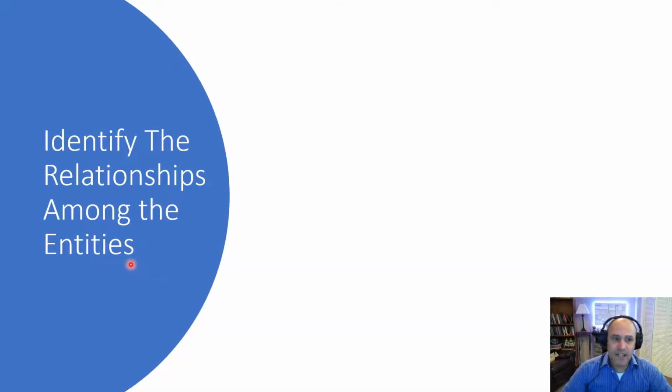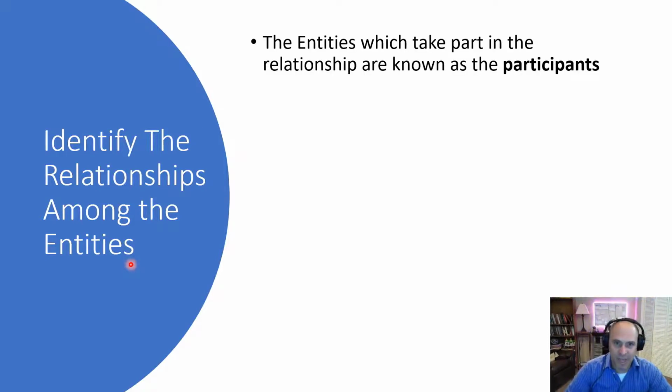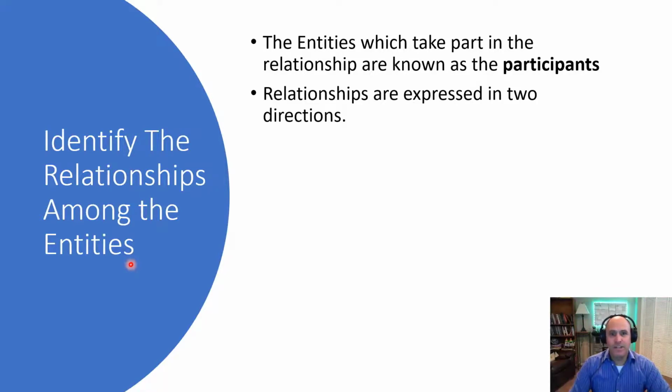Next, you should identify the relationships among the entities. And so we've got to get some terminology out of the way. Entities which take part in a relationship are known as the participants. The relationships are expressed in two directions, from one participant to another, and then from that other participant back to the original one, forward and backwards.